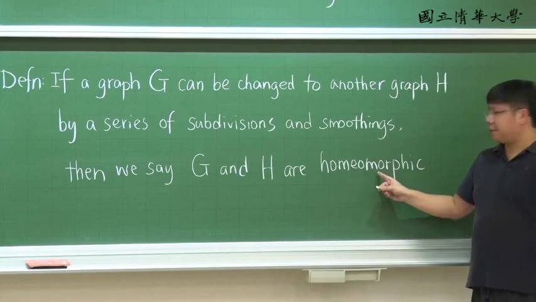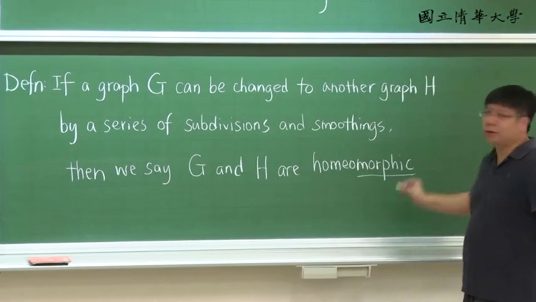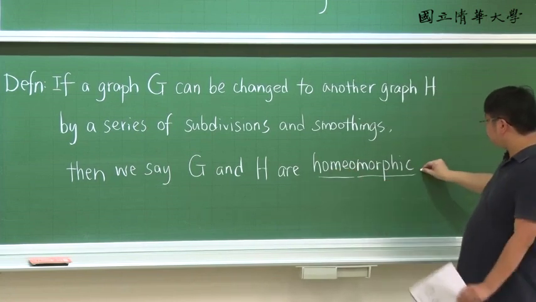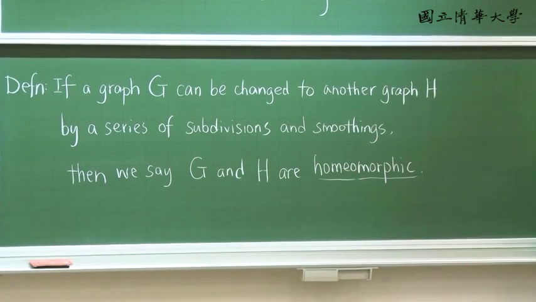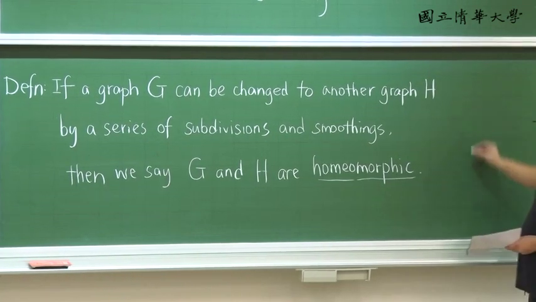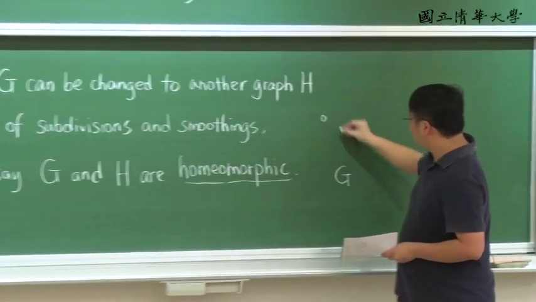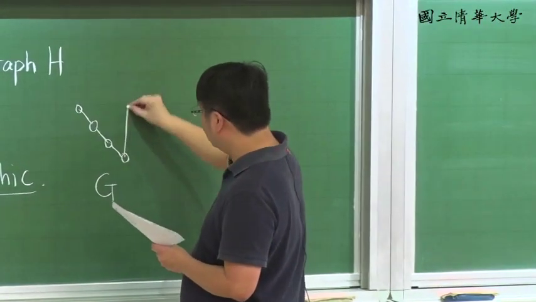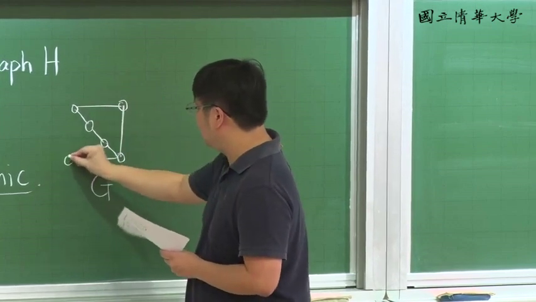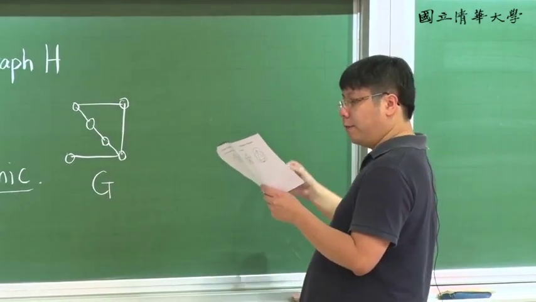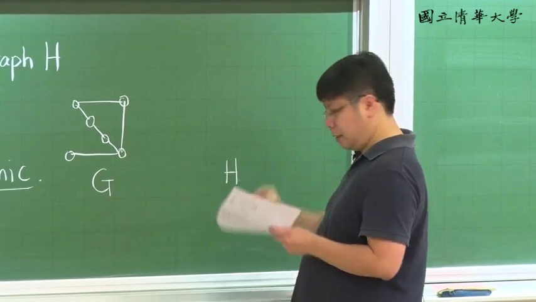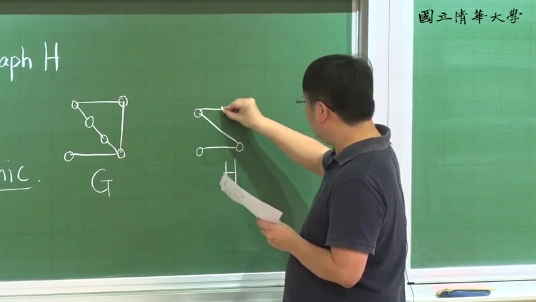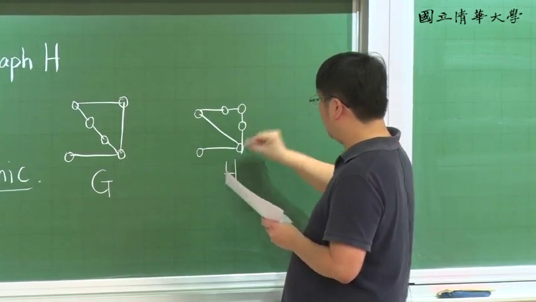So you see this word, there is morphic here. Morphic means shape. So they have shapes that are related in some way. So I'll give you an example. Let's consider this graph G. So let's say G is like this. Let's consider this graph H. So H is like this.